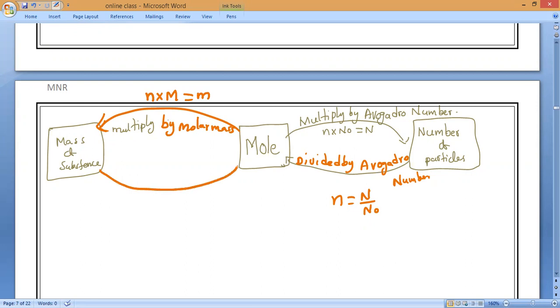Now, from mass to moles, can anyone tell what will come? Divided by molar mass. That means number of moles is equal to given mass divided by molar mass. So that is what you have to remember. Whatever you want to calculate, this is how to calculate from mole to number of particles and back to moles, and the same way from mass to moles and moles to mass. Okay, so please all of you make a note of it.